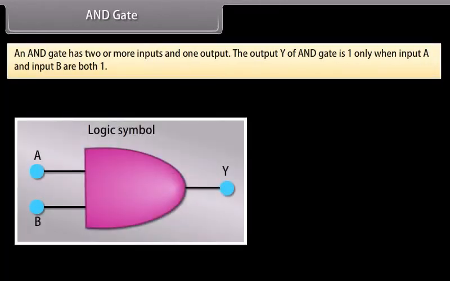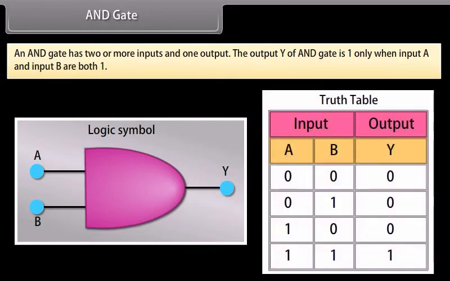AND gate. An AND gate has two or more inputs and one output. The output Y of the AND gate is 1 only when input A and input B are both 1.